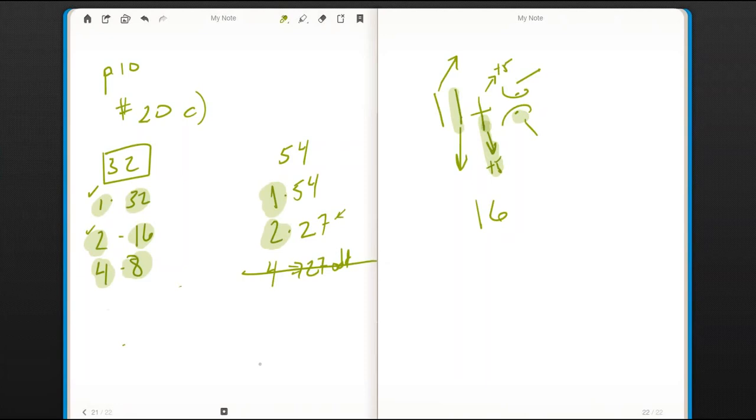So I know that 4 doesn't work. And if 4 doesn't work, 8 doesn't work, and 16 doesn't work, and 32 doesn't work, because all of those would have to work. So the only common factors are 1 and 2.